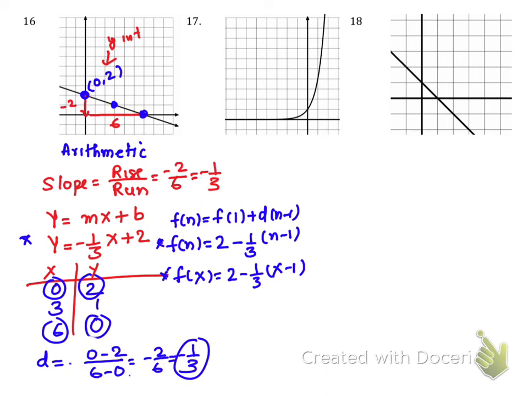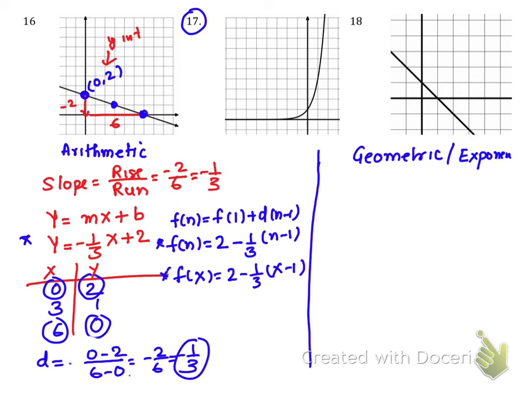All right, let me go over. I'm going to move to question number 17 now. For 17, it looks like this is an exponential. I have to figure out how to write the equation, so it looks like a geometric, or an exponential thing. The previous one was arithmetic, and it's linear because we were seeing a line.